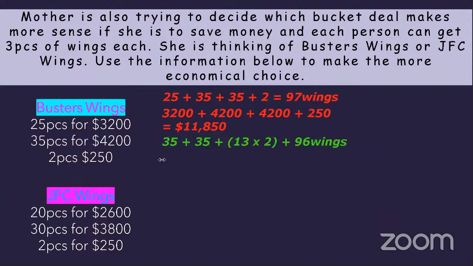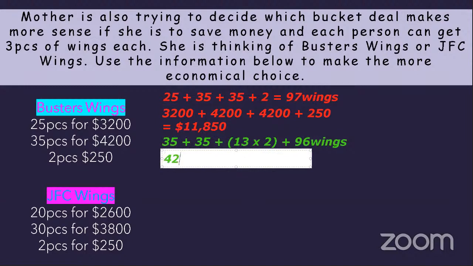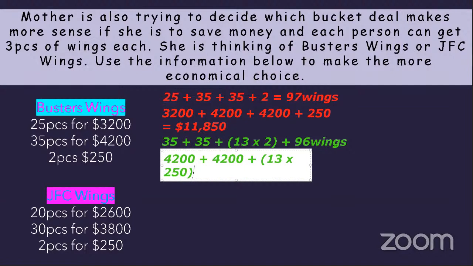So if we have 35, that is $4,200 plus another $4,200 plus 13 times $250. 13 times $250. So 13 times $250 would give us $3,250. All right, I kind of want you guys to see what we're working out. So we are adding these to see what this will come to.